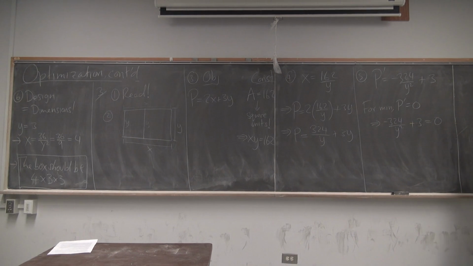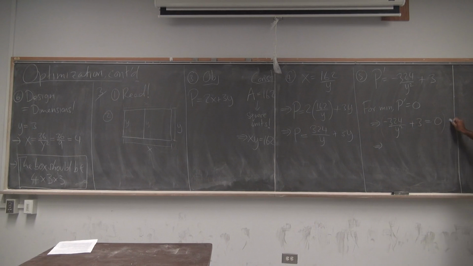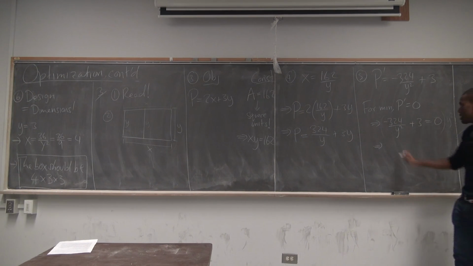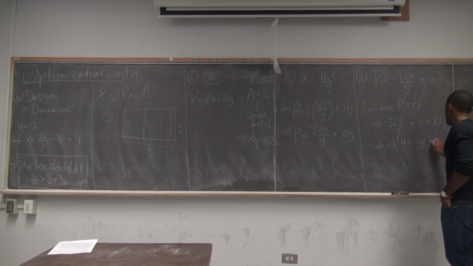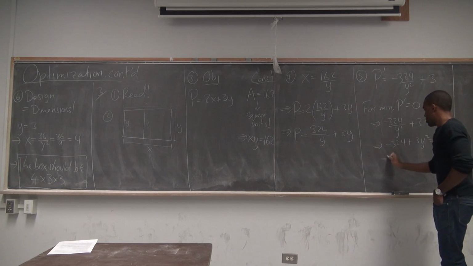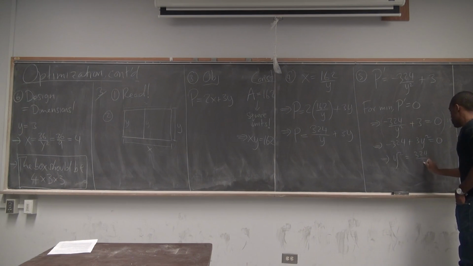How do I solve that? Multiply by y squared. Take care of the denominators by multiplying by the LCD both sides. I get minus 324 plus 3y squared equals 0. And so now this means my y squared is equal to 324 over 3.